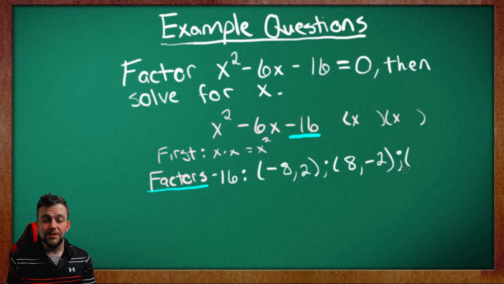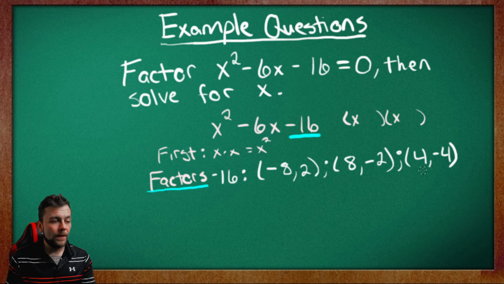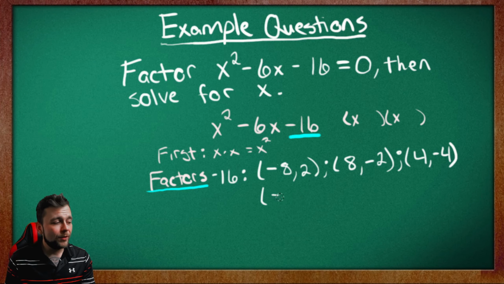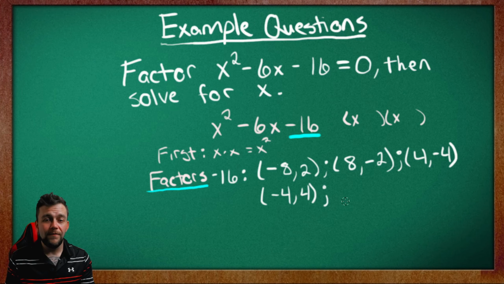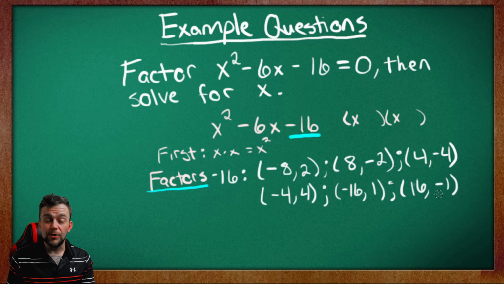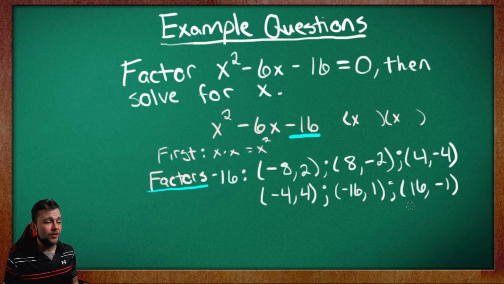What are some other factors of negative 16? 4 and negative 4. And we don't need to flip that one around because it's the same numbers, right? Well, technically, we could still write it. Let's just do it. Negative 4 and 4. Okay. And then last, we have one more set of factors, and that would be negative 16 and 1, and our positive 16 and negative 1. Those are your factors, all of them. We've listed all of the factors.